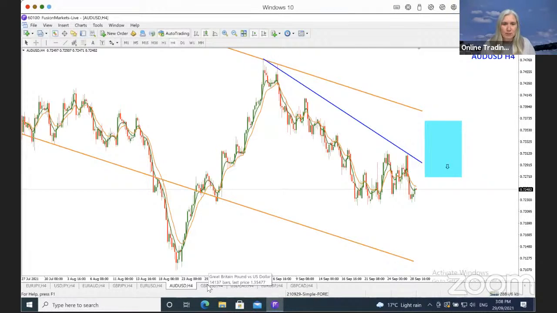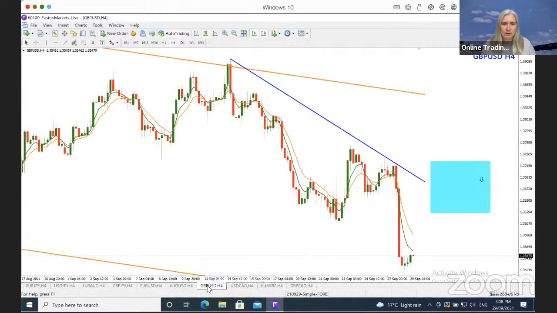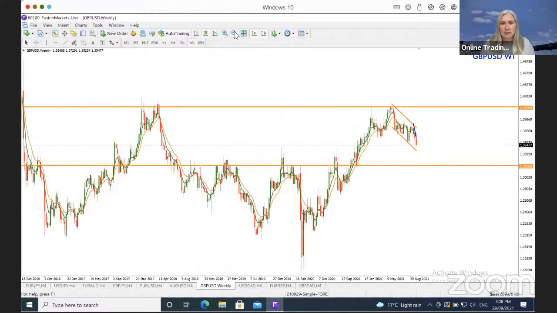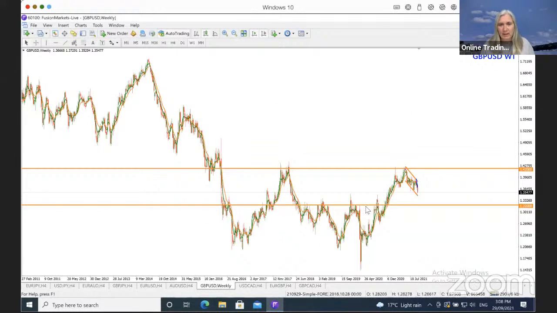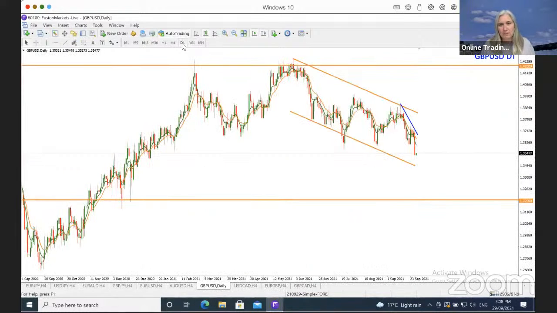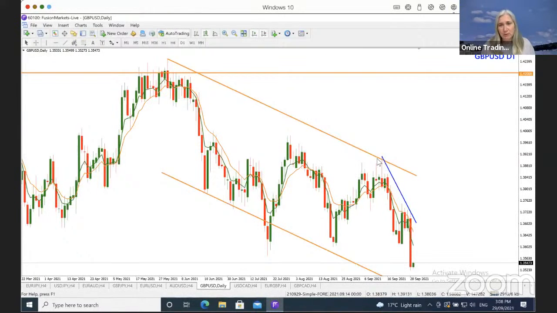Next currency pair I'm looking at is GBP USD, and GBP USD, I'm looking at for a short. So here is the weekly. On the weekly, we have that little band where I'm looking for the price to go downwards. At the moment, it's still going down. On the daily, it has already pushed off the top of the channel and gone quite a bit downwards.